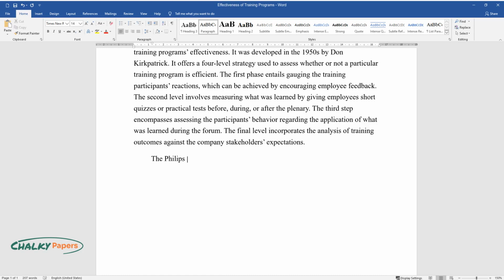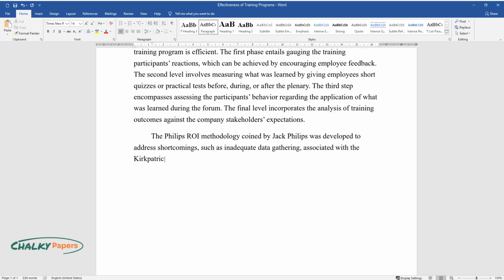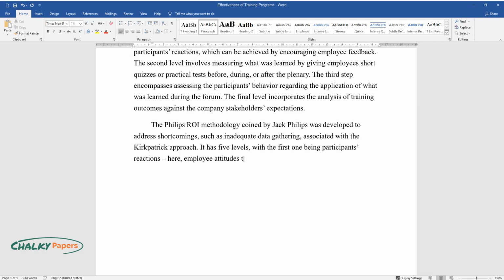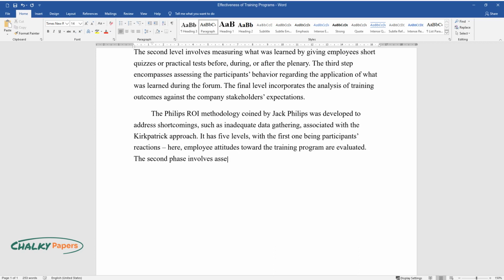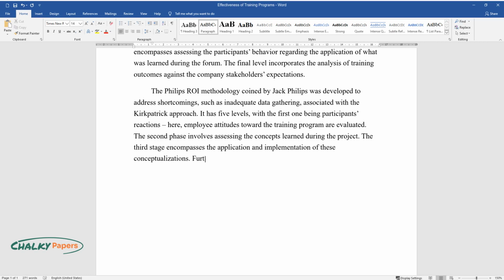The Phillips ROI methodology coined by Jack Phillips was developed to address shortcomings, such as inadequate data gathering, associated with the Kirkpatrick approach. It has 5 levels, with the first one being participants' reactions. Here, employee attitudes toward the training program are evaluated. The second phase involves assessing the concepts learned during the project. The third stage encompasses the application and implementation of these conceptualizations.